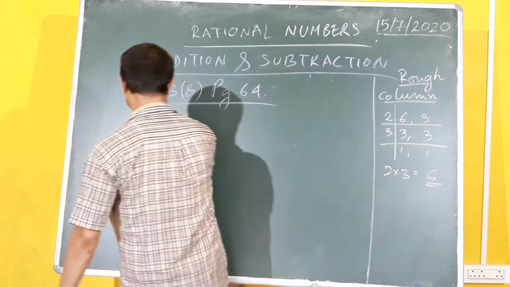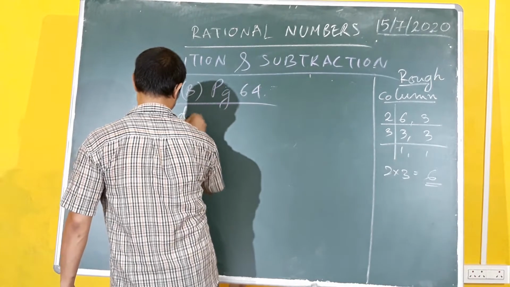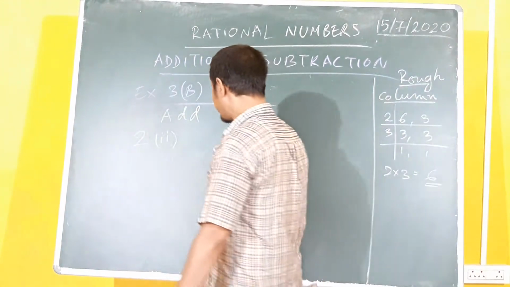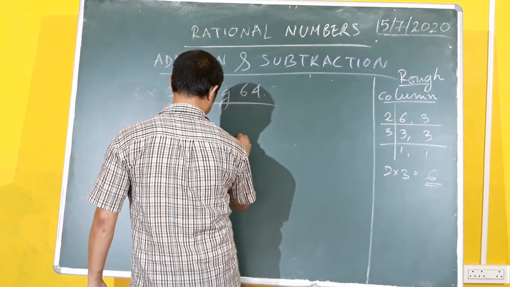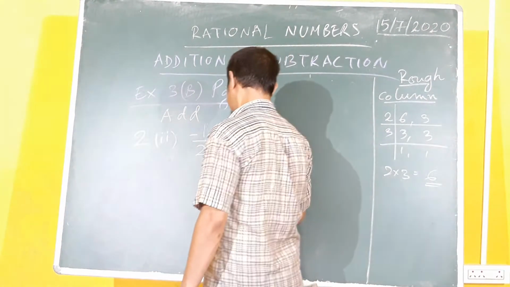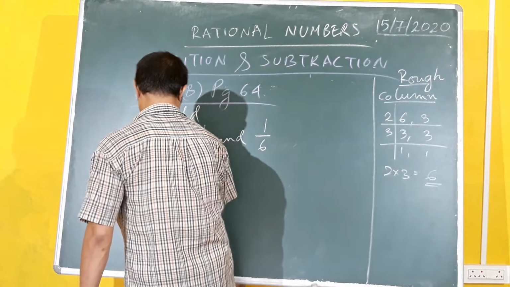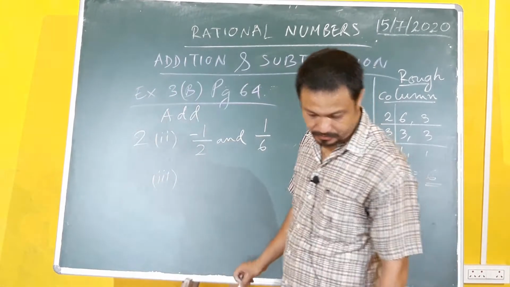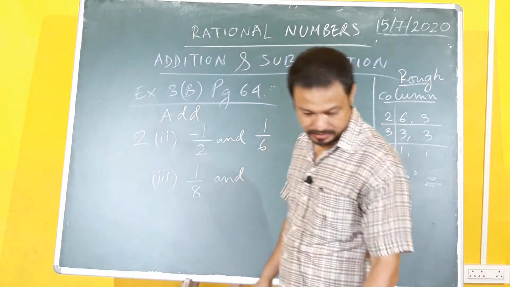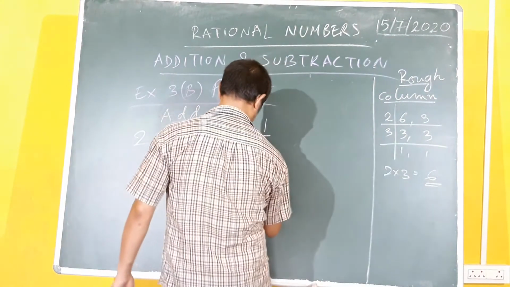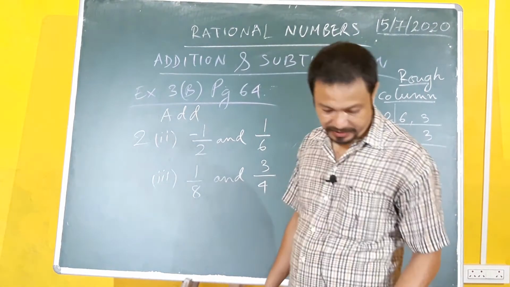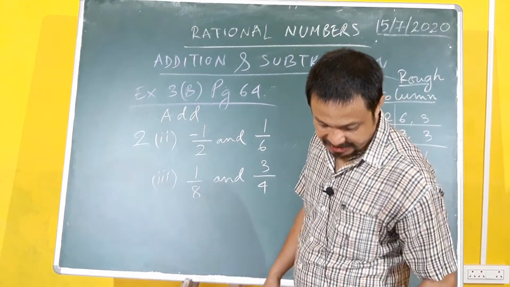So you need to add again. 2 subsection 2 is minus 1 by 2 and 1 upon 6, and I think subsection 3 is 1 upon 8 and 3 upon 4. Okay, so these are the homework that you need to do. Now we move on to number 3.